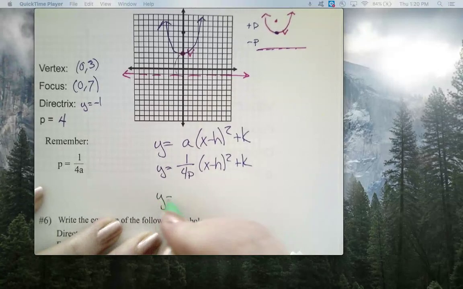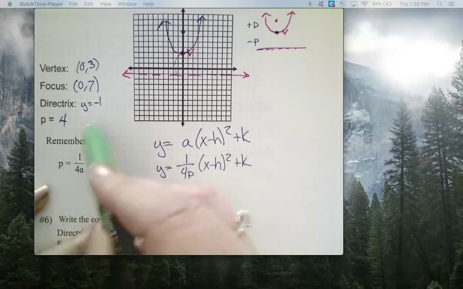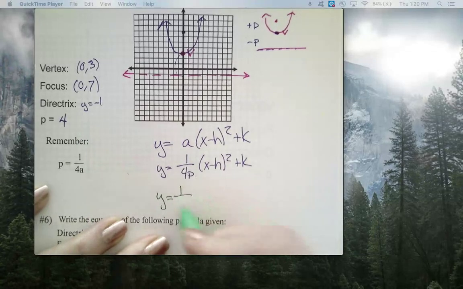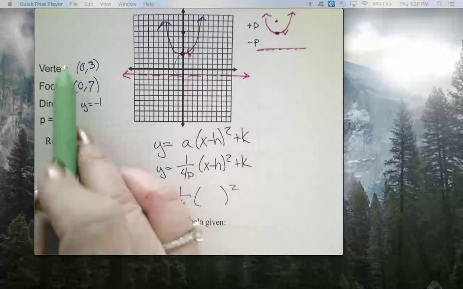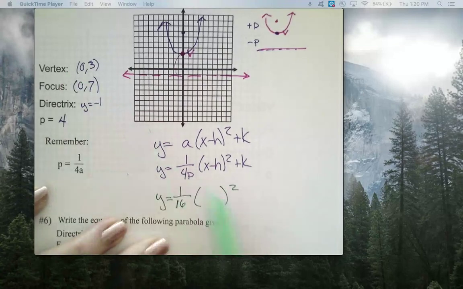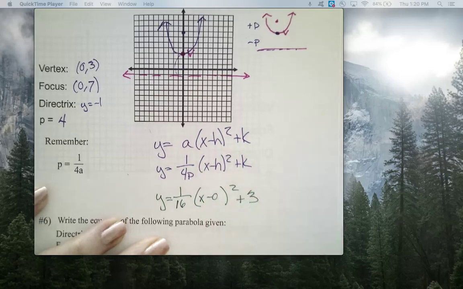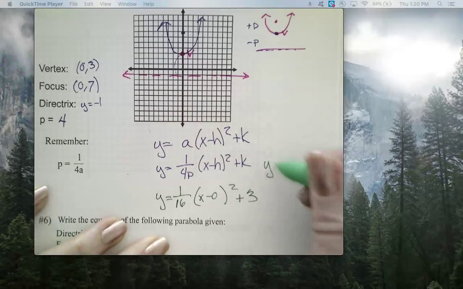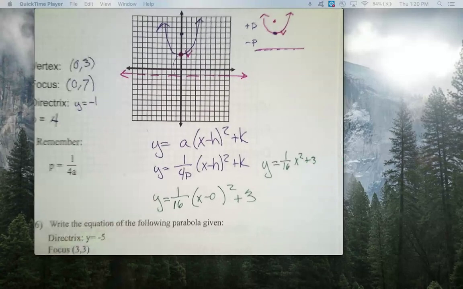So I'd have y equals 1 over 4 times p. Your p is 4, so it's going to be 1 over 16. Then here's where you have to be careful. Remember, plug in your vertex, x for the h, 3 for your k. So it would be (x minus 0) quantity squared, plus 3. You could have also simplified that to be y equals 1/16 x squared plus 3. (0, 3) for our vertex.